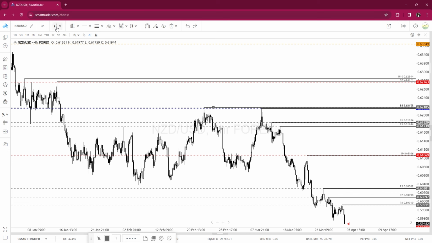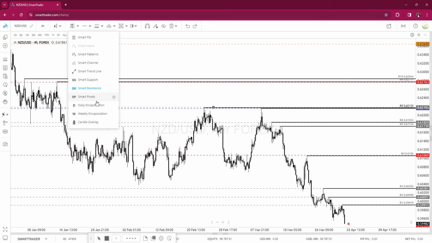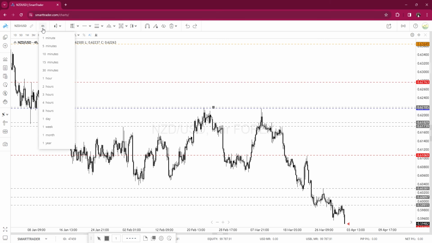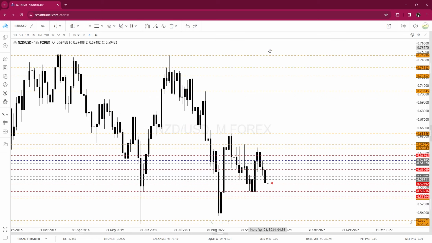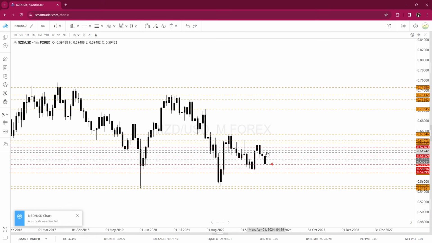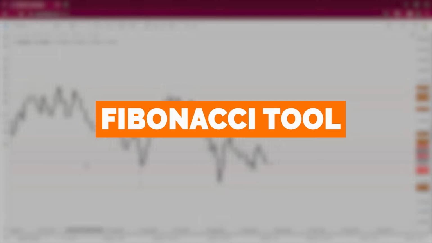So now that I've done that, notice how I went through each time frame, identified key levels first, right? And I went all the way down to the lowest time frame that I trade, which is the 4-hour. And so now what I'm going to do is I am going to use my Fibonacci tool.